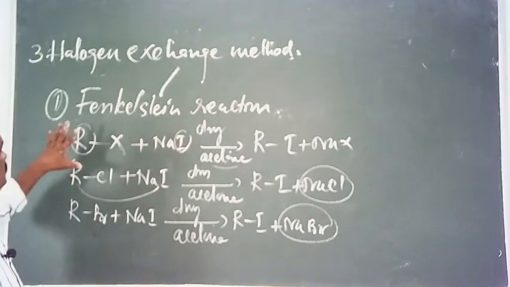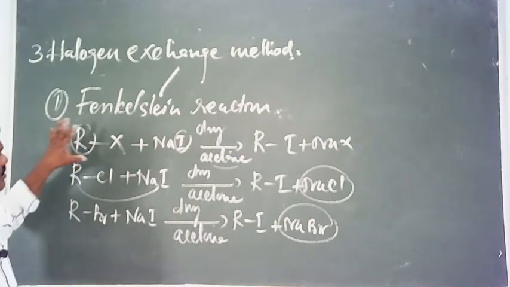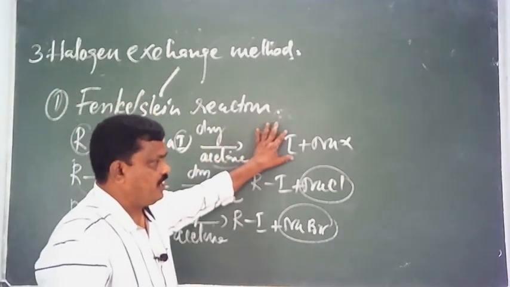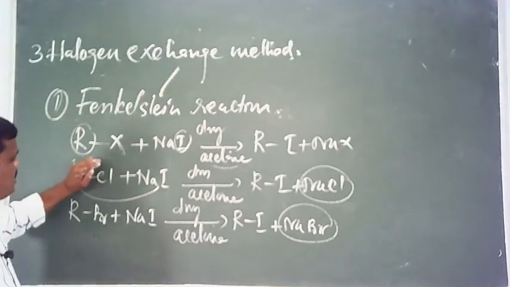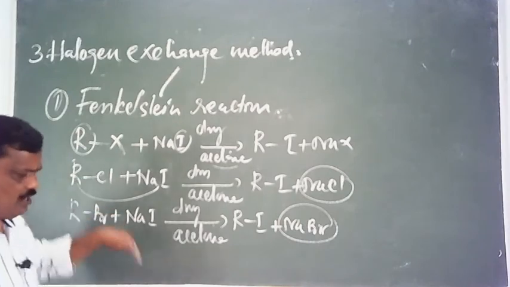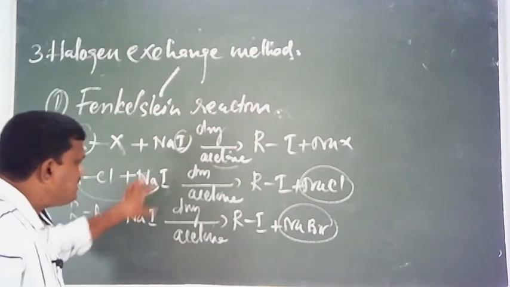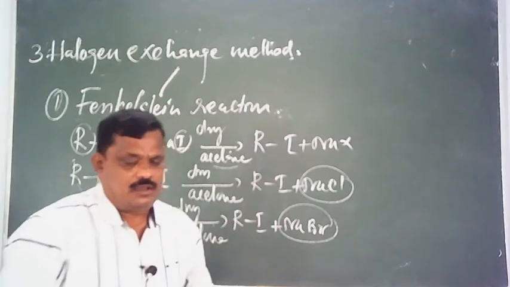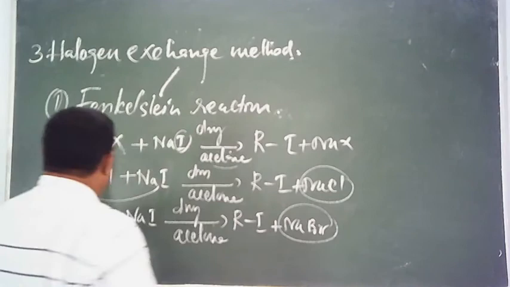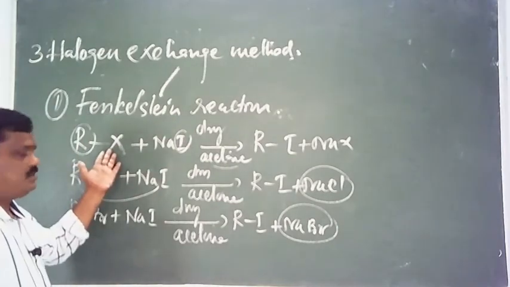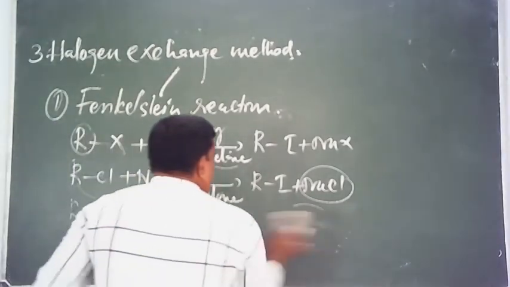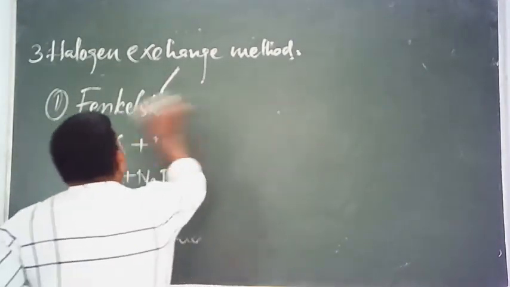Anyhow, use here Finkelstein reaction. This is a very, very important reaction. This reaction is used to prepare alkyl iodides from alkyl chlorides and alkyl bromides. Very simple. When an alkyl chloride or even alkyl bromide is treated with sodium iodide in dry acetone, we get the corresponding alkyl iodide. Let me give examples. These are general equations. Generally RX or RCl, RBr, NaI, dry acetone, we get RI. Let me give a simple example.